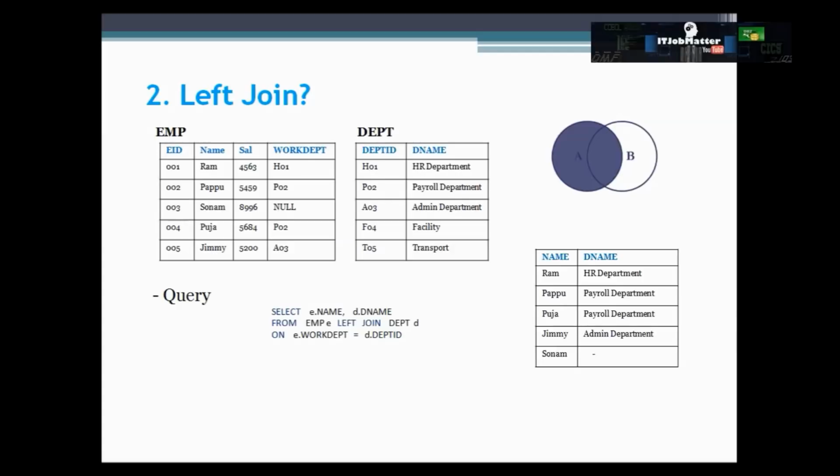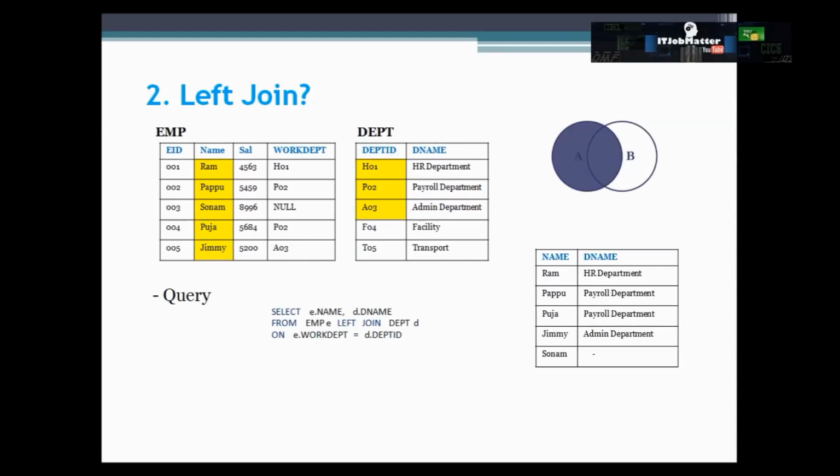In this join operation we try to join table A and table B in such a way that it returns all the rows from the left table, which is table A, with the matching rows in the right table, here table B. The SQL query will be like this: select E, which is the alias name of the employee table, and D, which is the alias name of the department table. So select E dot name, comma, D dot D name from employee E, left join department D on E dot work department is equal to D dot department ID.